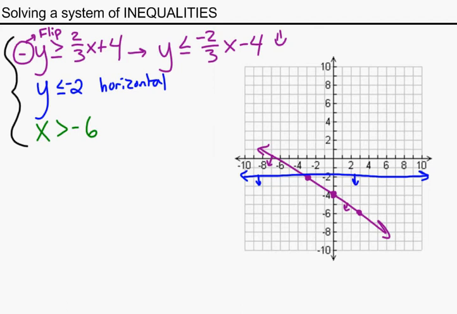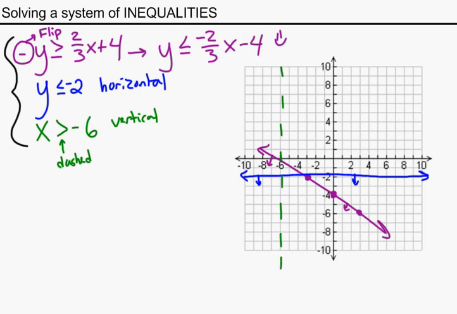So you can start to see what region might be my solution region. It's going to be somewhere down in this area, down here. But I have to take into account this final inequality. First thing I notice when I look at it is I'm going to have a dashed line because x is strictly greater than. And I also notice that I'm missing all the y's, which makes this vertical. So I have a vertical line going through -6 that is going to be dashed.